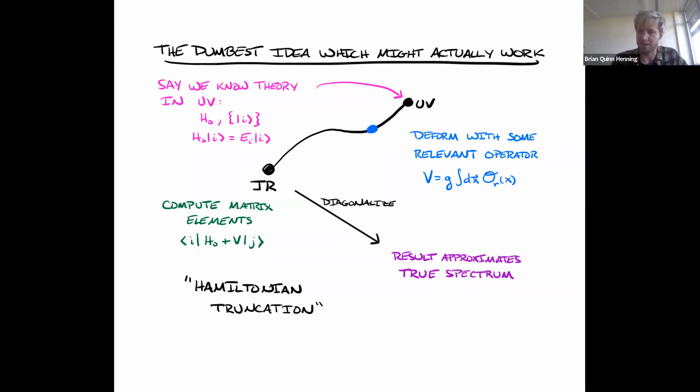So I like to refer to the alternative that we use in this paper as the dumbest idea, which might actually work. That's how I've historically referred to it. Now we actually see that it will work, so that's quite nice. The question is how well it will work. The idea is that you imagine you have some UV theory, which you know, so you know its Hamiltonian and you know its spectrum, the eigenstates and their eigenvalues. Then you take this UV theory and add a potential to it, some deformation of it. We're going to focus on relevant deformations in this work. Then you essentially have just H naught plus V. What can I do? I have the energy eigenstates from H naught. I can compute their matrix elements, diagonalize the matrix, and this will approximate the true spectrum. This is the broad idea of Hamiltonian truncation.